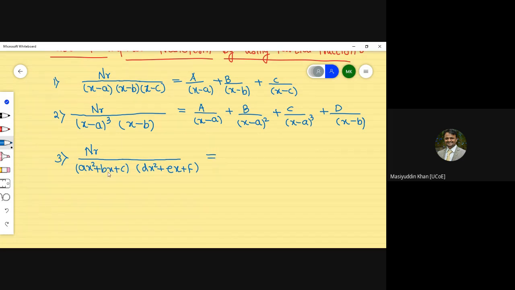So for this part we have to simplify, that is ax plus b upon ax square plus bx plus c. Hope you are aware that this is ax square, so by default you will get two roots, either they are repeated or they are distinct. Similarly, the second term, that is cx plus d upon dx square plus ex plus f.